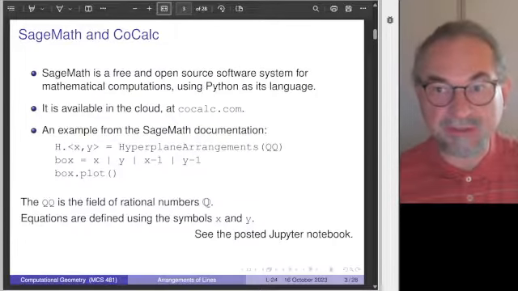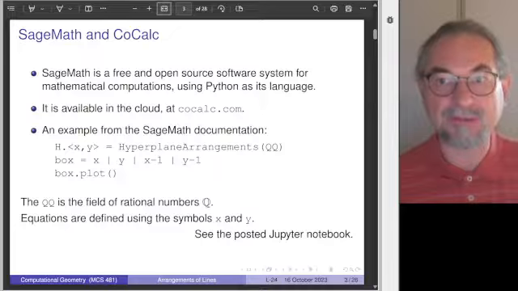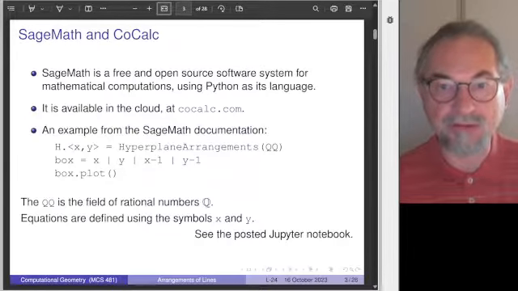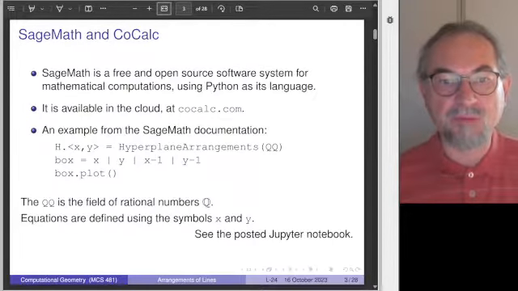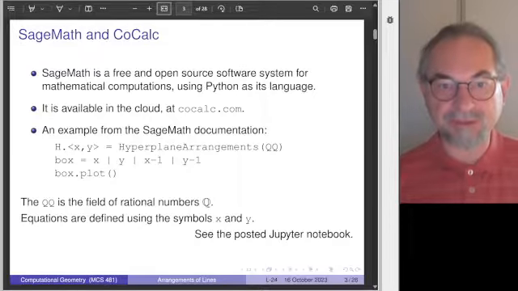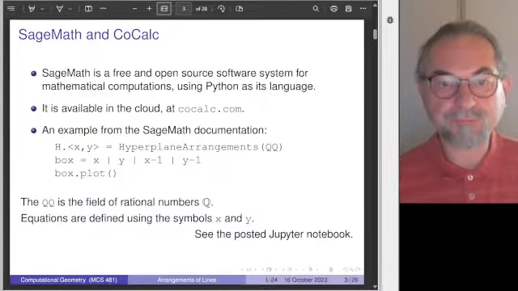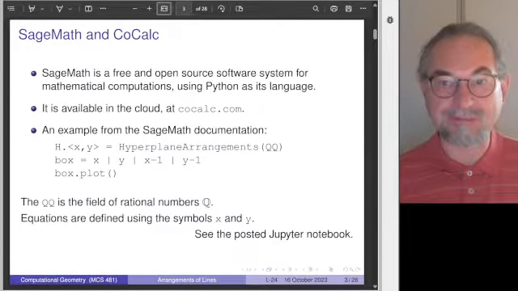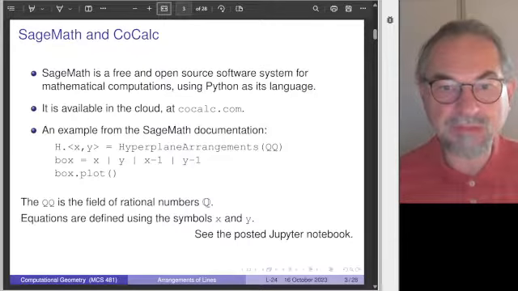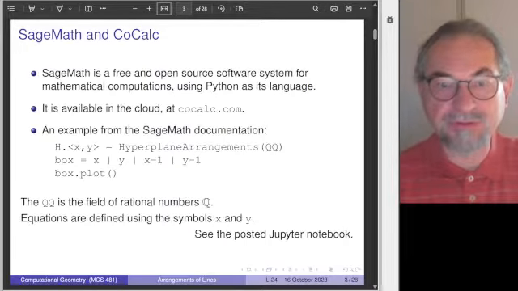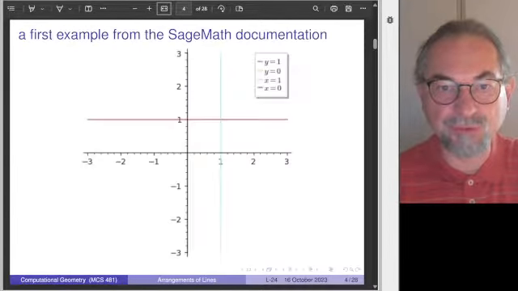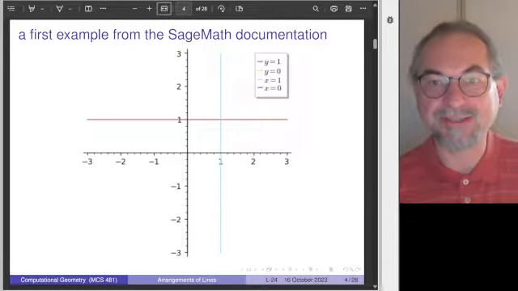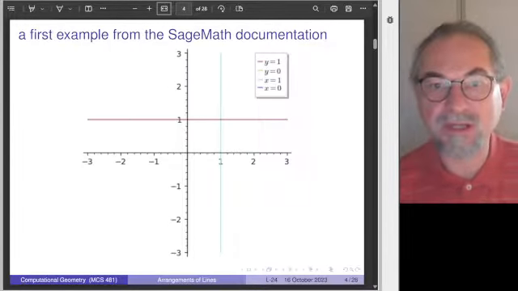So SageMath favors exact arithmetic. It's also a computer algebra system. We will work with the field of rational numbers, QQ, and we will define our equations of the lines symbolically. So I will swap immediately to the posted Jupyter notebook, but here is the plot that is shown.